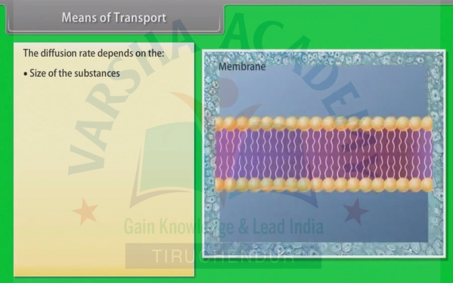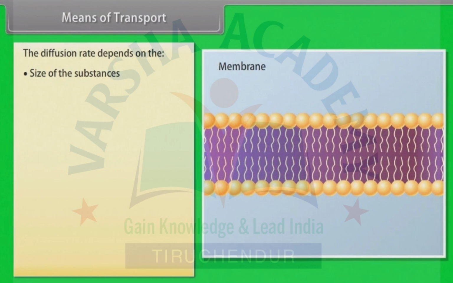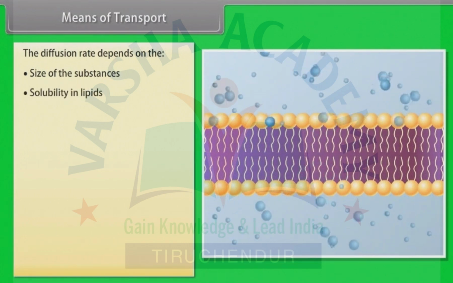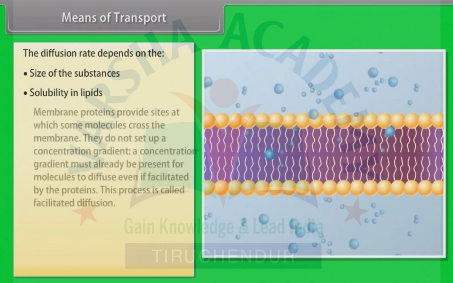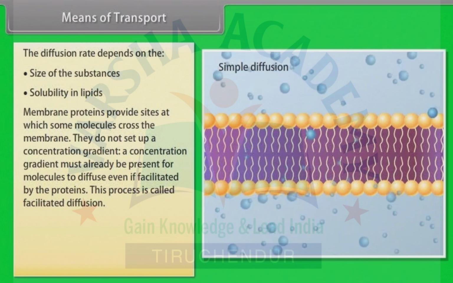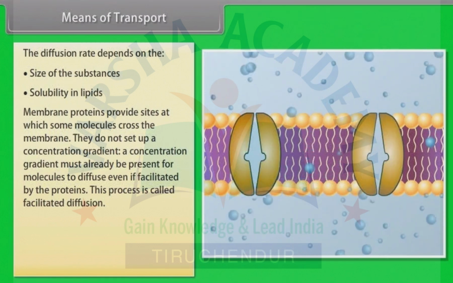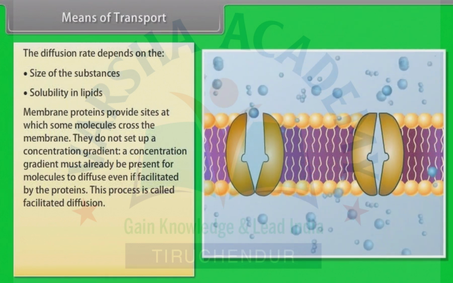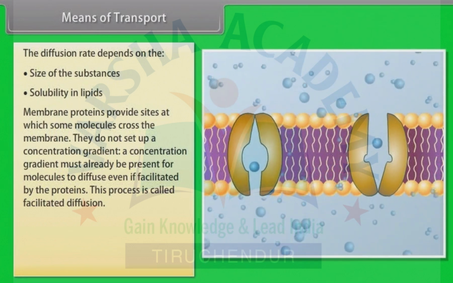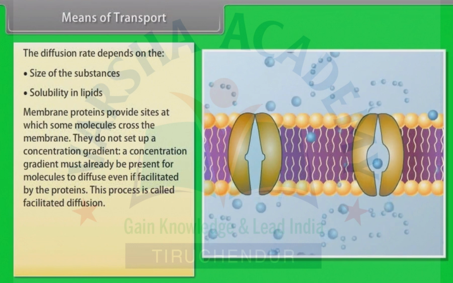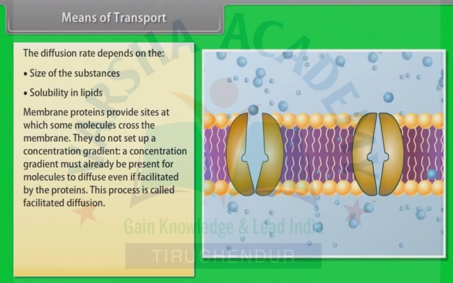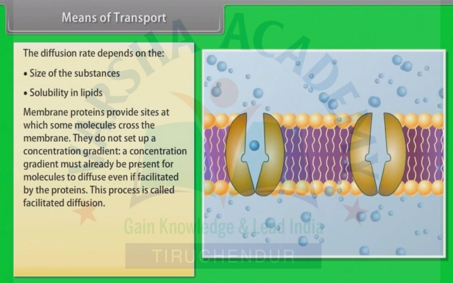The diffusion of any substance across a membrane also depends on its solubility in lipids, the major constituent of the membrane. Membrane proteins provide sites at which some molecules cross the membrane. They do not set up a concentration gradient. A concentration gradient must already be present for molecules to diffuse, even if facilitated by the proteins. This process is called facilitated diffusion.